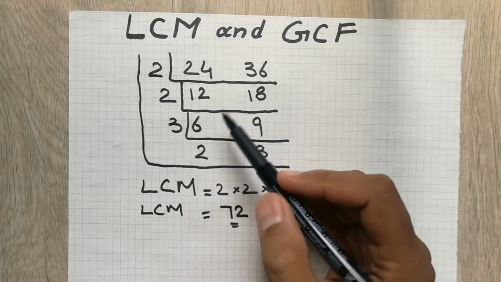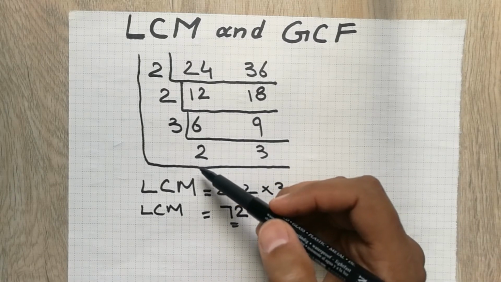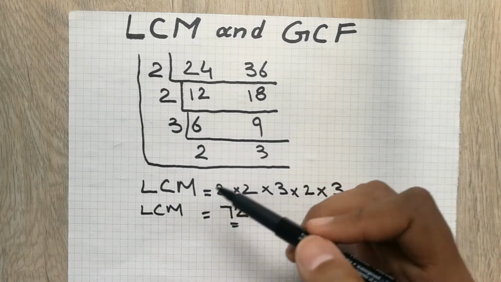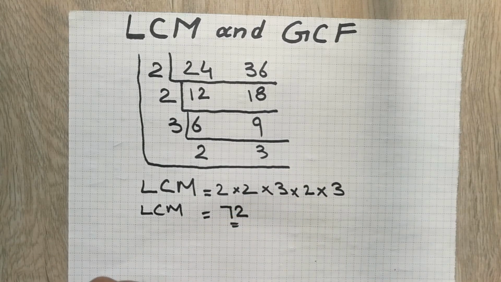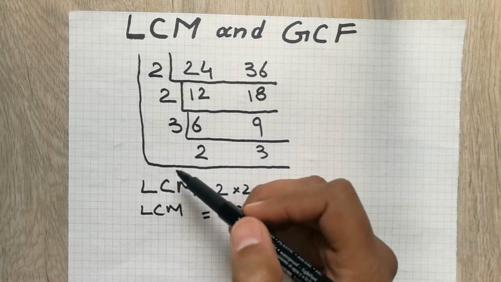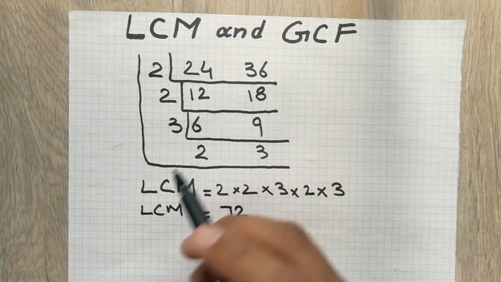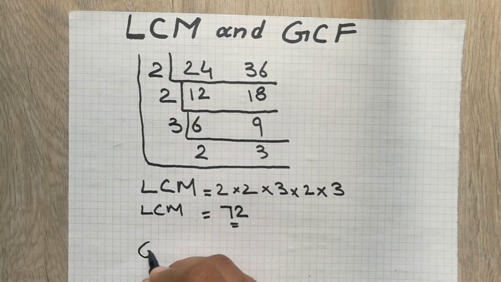So this method is called the ladder method and we use the L shape to get our answer. This method is for finding the LCM, and also the GCF.